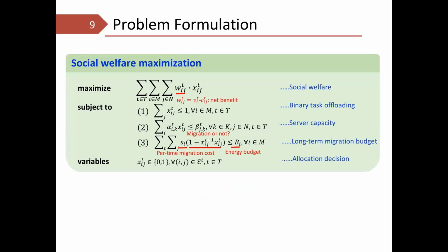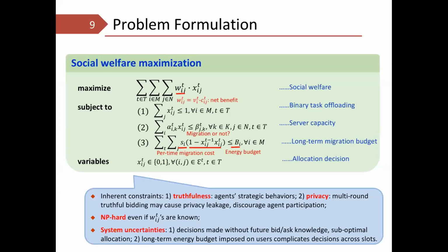So we formulate the online allocation problem as a social welfare maximization problem subject to capacity and long-term budget constraints. Here, omega_ijt is the net benefit of offloading user i to server j, and B_i is user i's energy budget, which is the upper bound imposed on its overall migration cost. Actually, it does have two other inherent constraints: truthfulness and privacy. The former is due to agents' strategic behaviors, and the latter is to offer bid privacy guarantee. And this problem is NP-hard, even if all omega_ijt are known. Given system uncertainty, the decisions have to be made without foreseeing future bidding information, thus leading to suboptimal allocation. And the long-term energy budget imposed on users further complicates their decisions across slots.